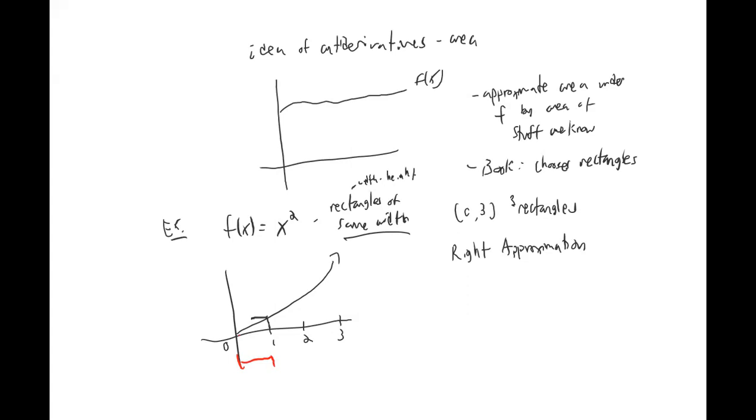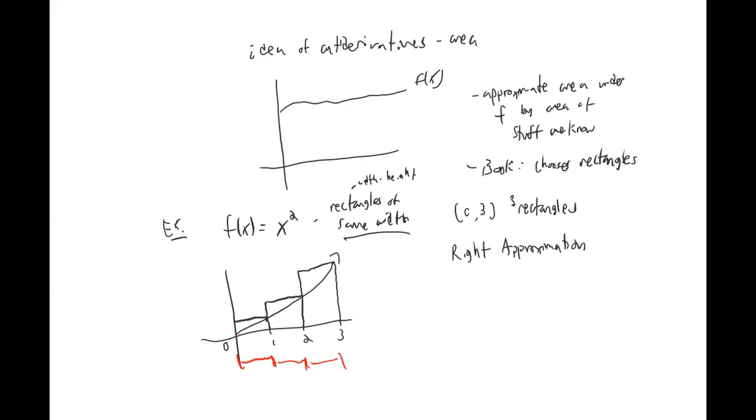Then we make a rectangle. Then we look at the next interval, take the rightmost endpoint, so the height at 2, and we have a rectangle. Lastly, we look at the third interval and take the height at 3. From here, the answer is just the sum of the areas of the rectangles.